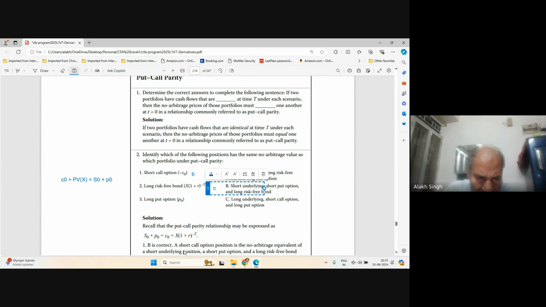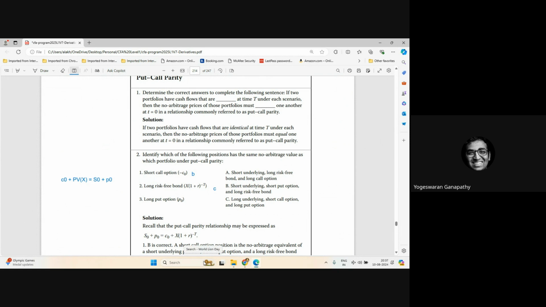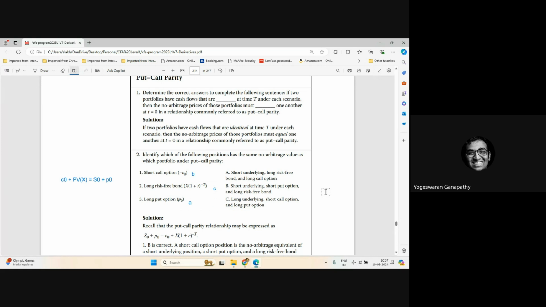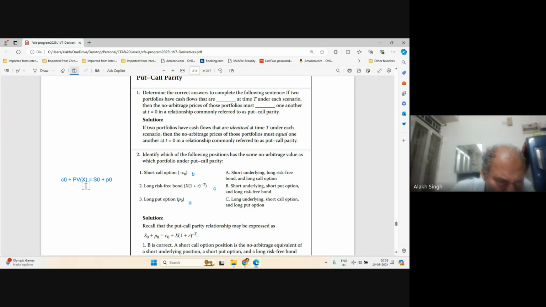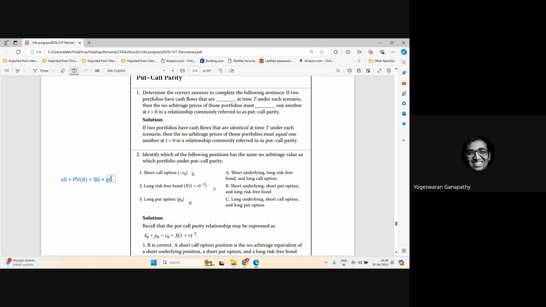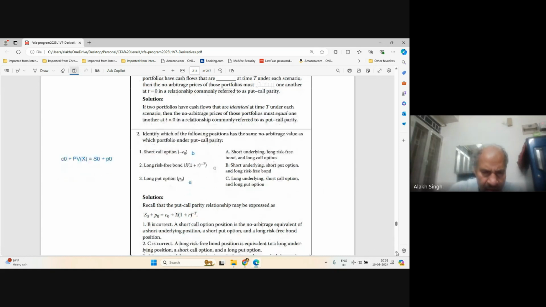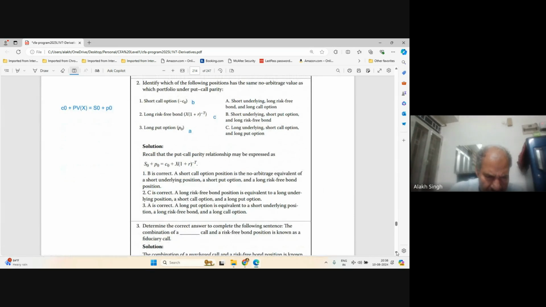Okay, and what about 3? Long put is C0 plus, oh, P0 is definitely A, but anyway, read it. Long put option P0 means short the underlying, and long the other two: long call and long risk-free bond. So A, correct? Yes, sir. So B, C, A.